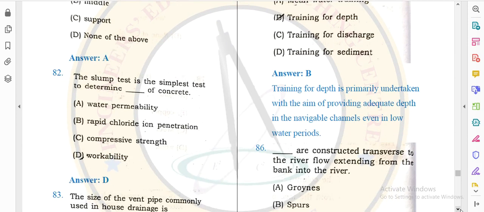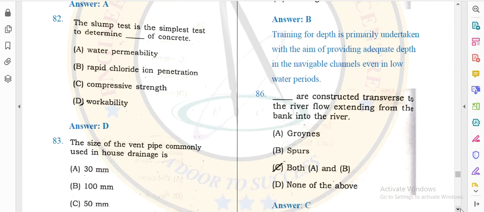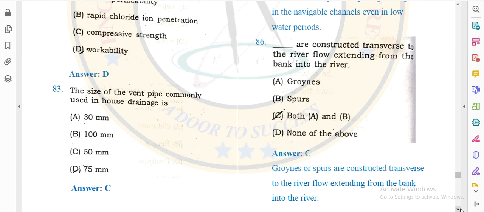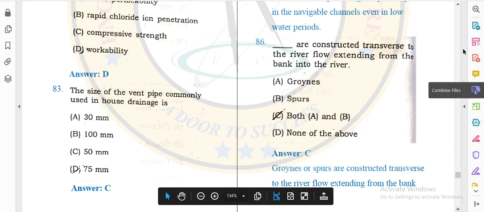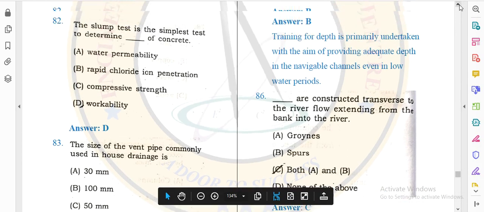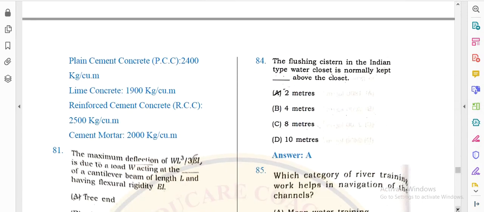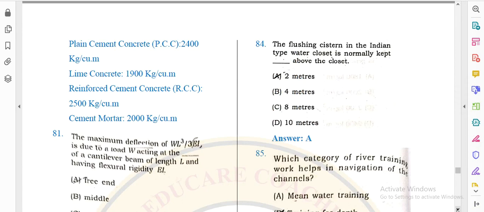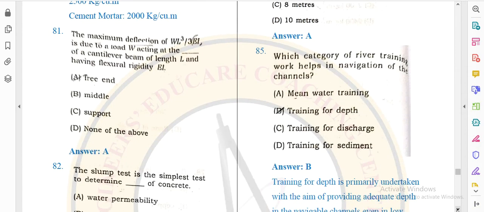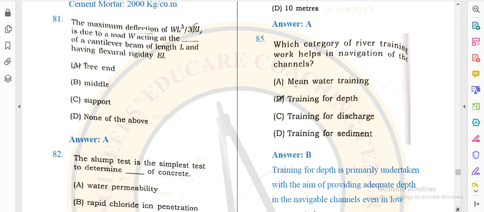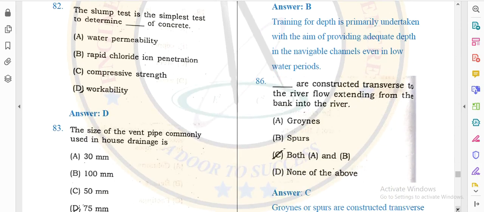Question number 82. The slump test is a simple test which is used to determine the workability. Okay. Question number 83. The size of a bend pipe is commonly used as 75 mm. It is a repeated question. Question number 84. The flushing cistern in an Indian type water closet is normally kept 2 meters above the closet. Which one of the following river training works helps in the navigation of the channel? So option B, that is training for depth.